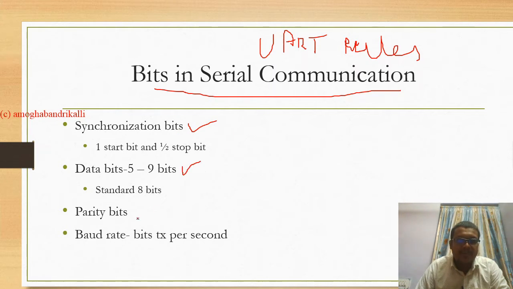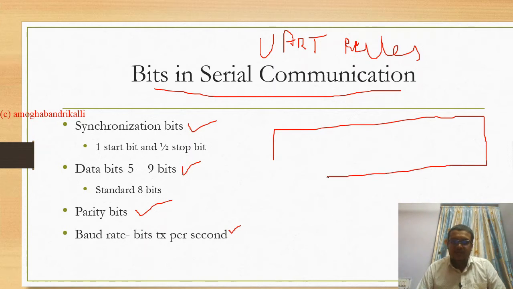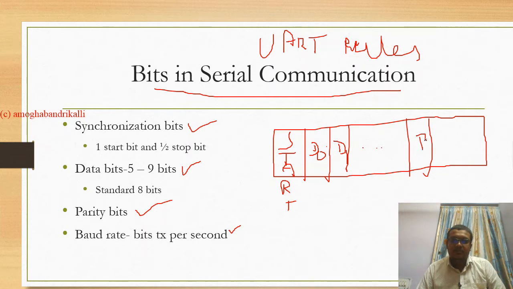We will be having the start bit, data bits, parity bits, baud rate. So let me write one sample data frame. We'll be having one start bit, then the data length, D0, D1 to D7. Then you will be having one or two stop bits, based on the user's selection.